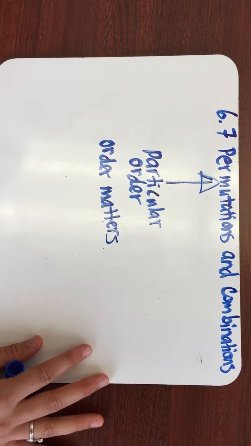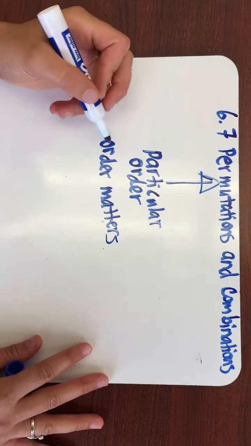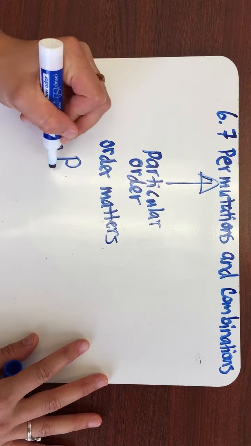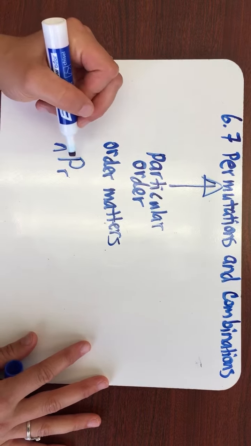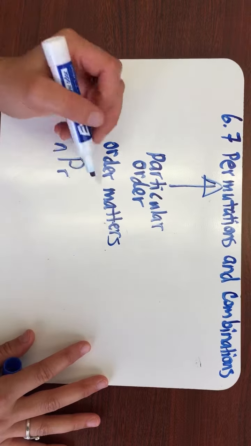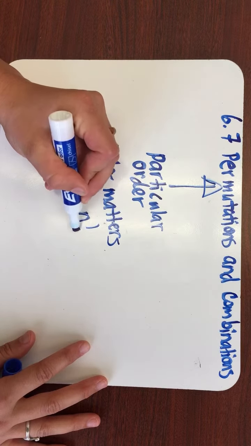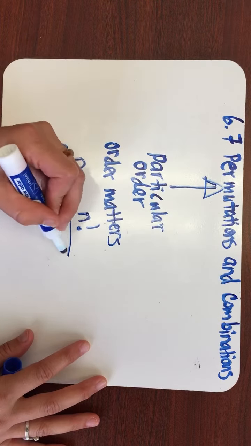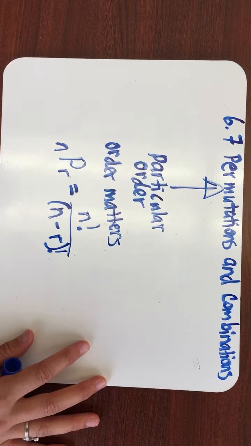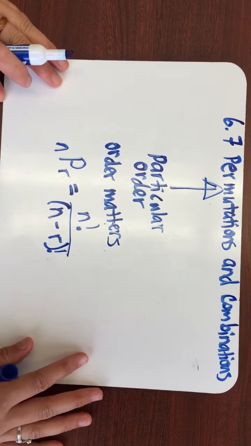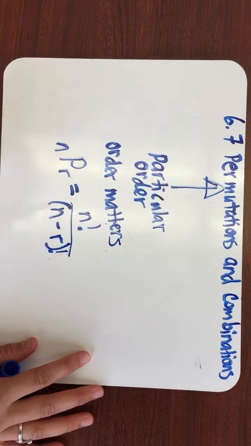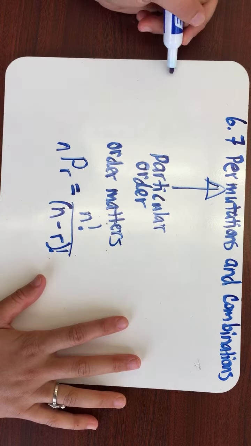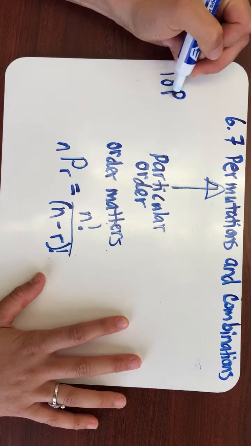If we're looking at something where we're not using all of them, that's when we're going to use the permutation formula. I'm going to write it as n permutations r is equal to n factorial divided by n minus r factorial. Make sure when you put this in, you subtract before you find the factorial. Let's say, for example, we're doing 10P4.